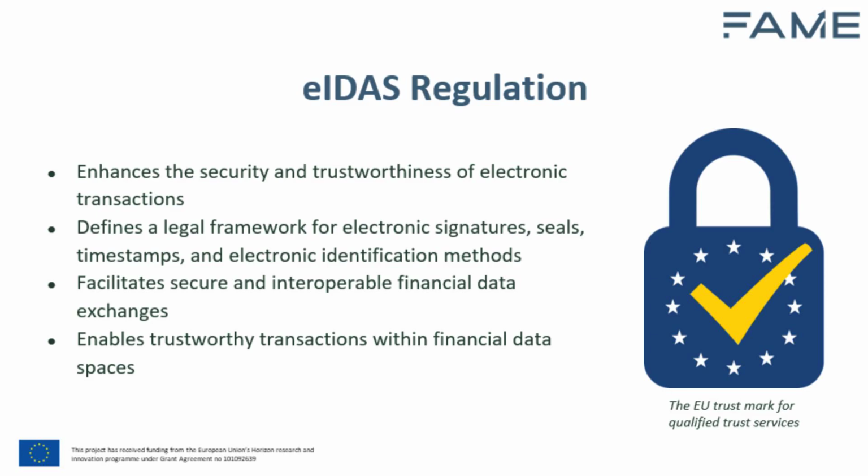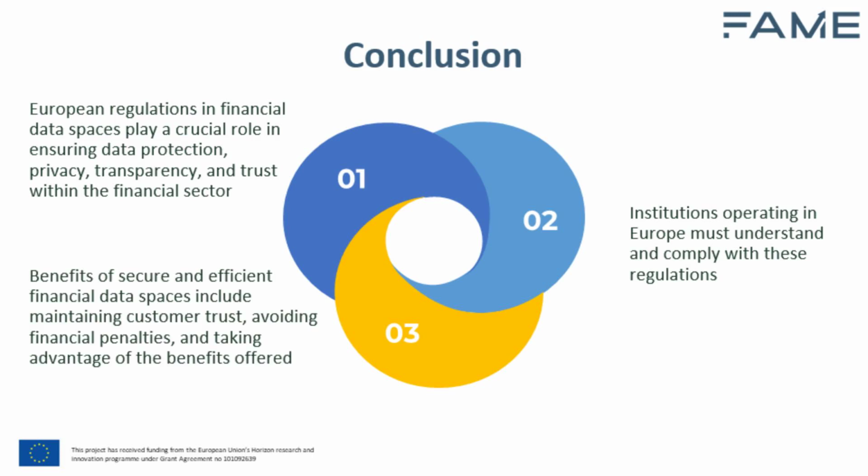eIDAS regulation, the Electronic Identification, Authentication, and Trust Services regulation, enhances the security and trustworthiness of electronic transactions. It defines a legal framework for electronic signatures, seals, timestamps, and electronic identification methods across the European Union. By establishing a common set of standards, eIDAS facilitates secure and interoperable financial data exchanges, enabling trustworthy transactions within financial data spaces.